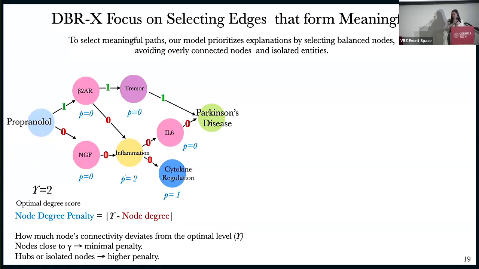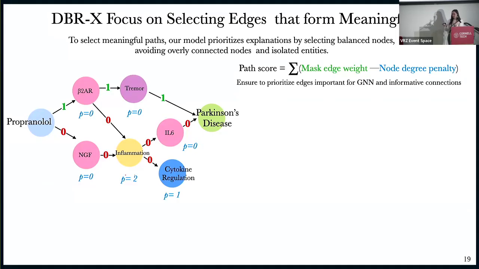So once we define the edge scores and the node degree penalty, we can score all the paths that we have in this subgraph. And for this, we introduce this path score that basically takes into consideration both the mask edges, the mask weights that we learned from the previous slide, and then this node degree penalty.